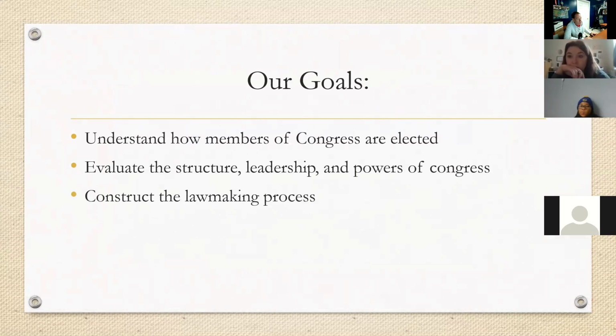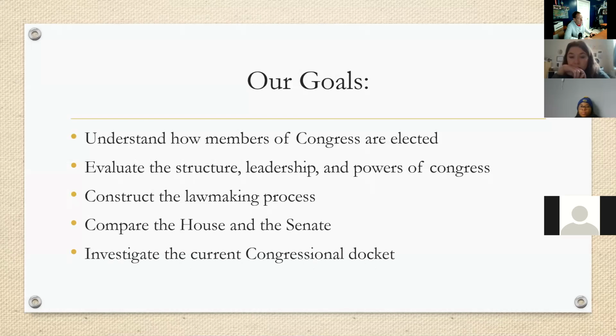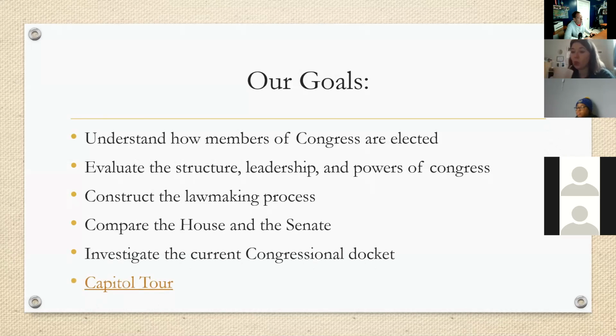We're going to construct the lawmaking process. You're going to figure out how a bill becomes a law, which is a lot more complicated than you would think. We're going to compare the House and the Senate. You're going to do that today. And then finally, investigate the current congressional document. So you'll pick a law before Congress and we'll do some research and tell me what's going on with that.